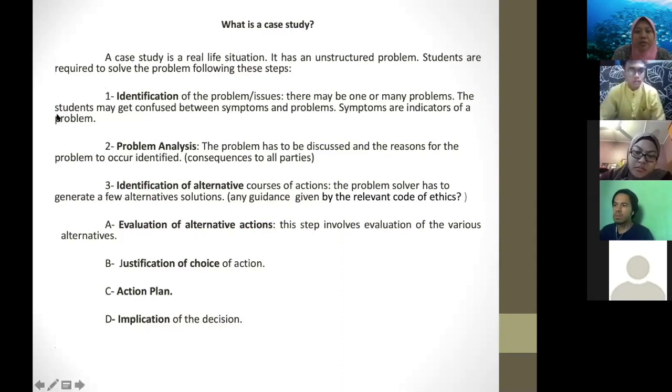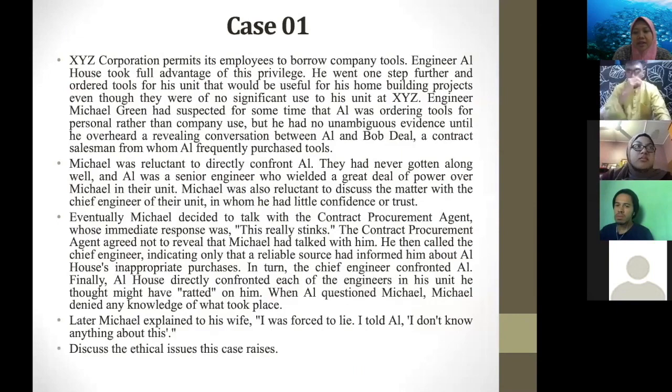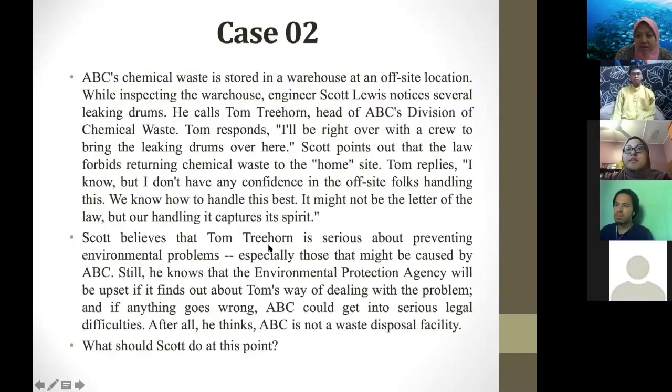Before that, let me give you an example of a case study. We give you a lot of words, right? XYZ Corporation permits an employee to borrow company tools. Engineer A took full advantage of this. He went one step further. So this is a typical case study. We'll give you a paragraph or more of a situation, and you are supposed to analyze it. So how to analyze it? Then let's go back to the previous slide.